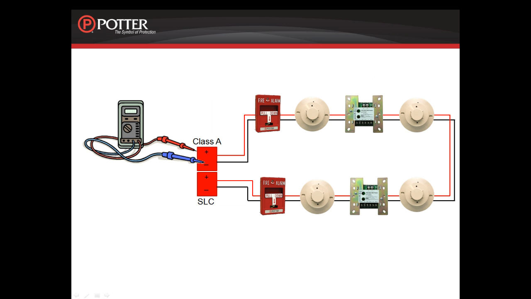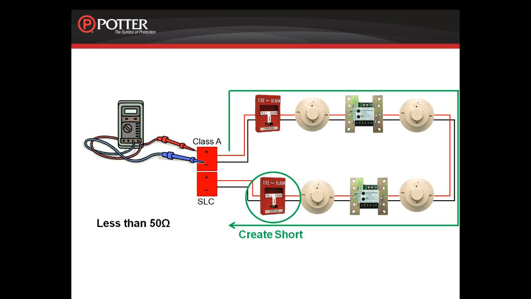To measure the resistance for your Class A circuit, you remove the power from your SLC and create a short on the returning pair of wires. I'm showing it here at the pull station, but it would be just after the pull station. Then measure the resistance at the beginning of the circuit. The total resistance needs to be less than 50 ohms.